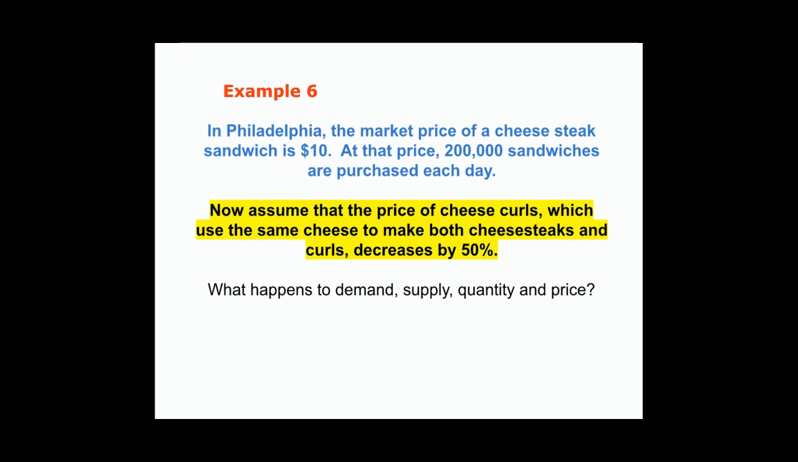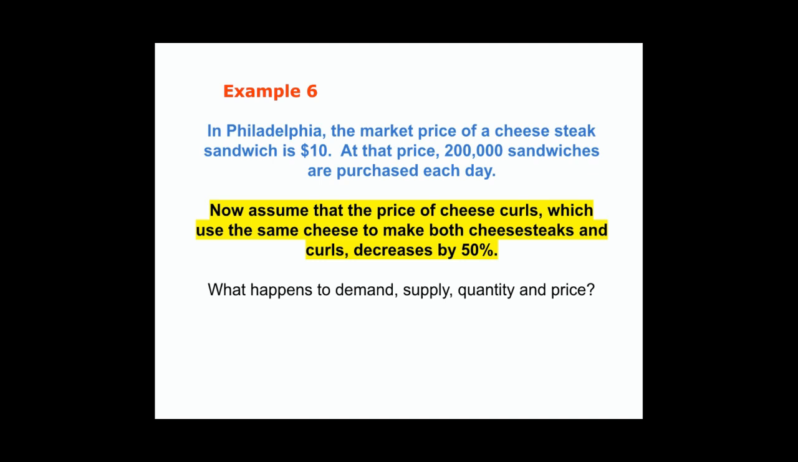Well, if you remember, prices of related goods, substitutes in production, will affect supply. So we know that cheese curls and Philadelphia cheesesteaks both use a factor of production. They can be substituted. You can either use the cheese to make cheesesteaks or cheese curls.